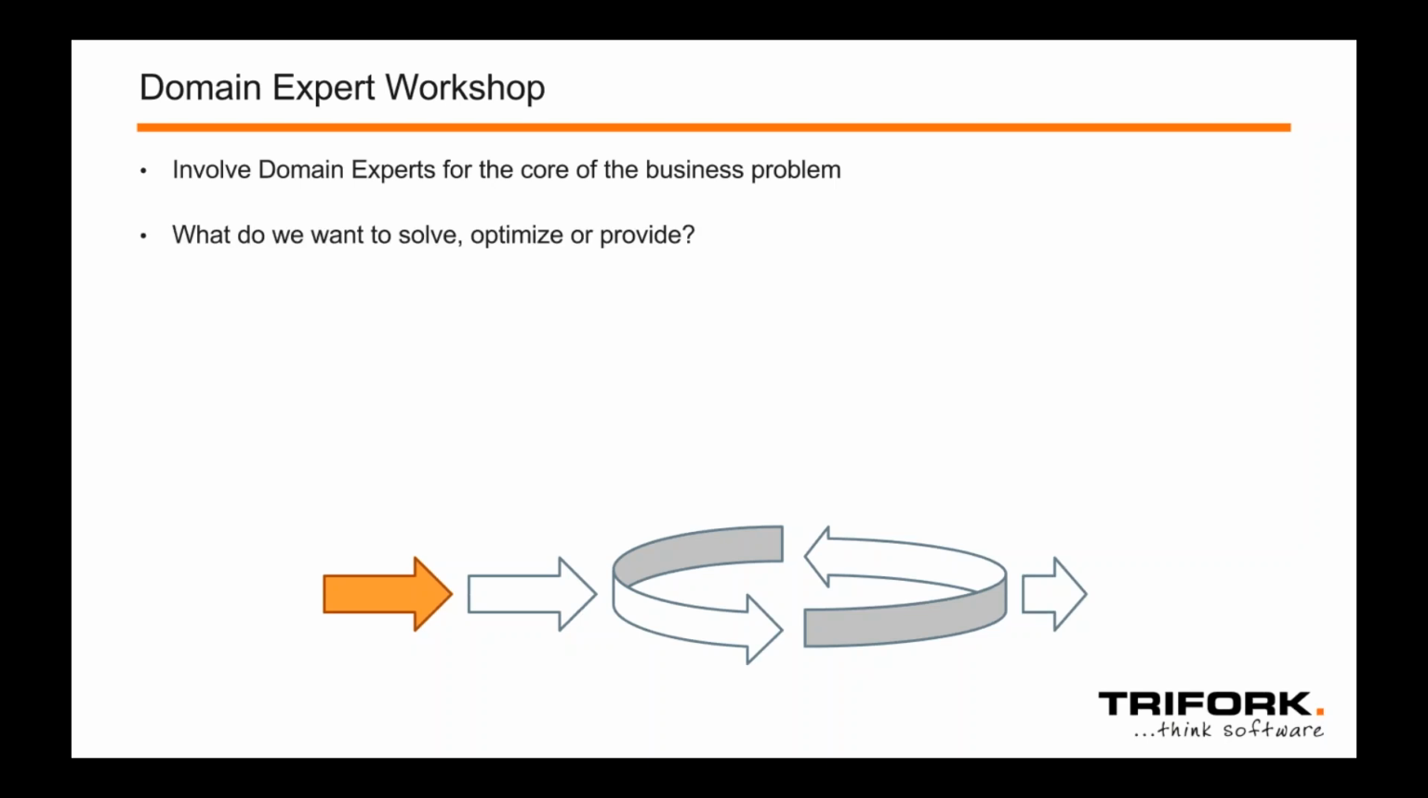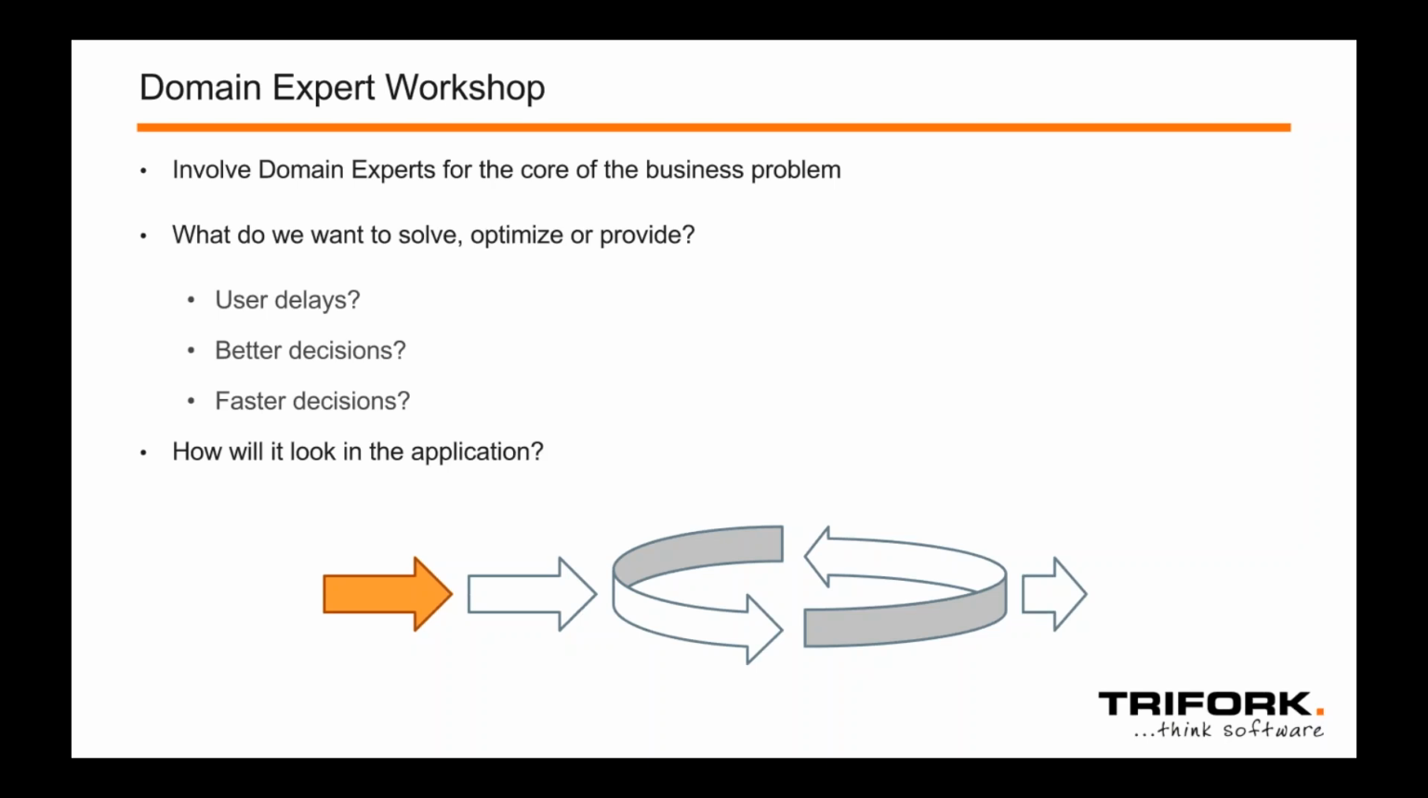And then we ask the question, so what do you want to solve, optimize, or provide? Do you need to reduce user delays? Is that a big issue? Do you want to create better decisions so that your most junior employee is still able to deliver top of the line service to any customer? Or do you want just faster decisions, just quicker decisions that say, well, never mind about the rest, we just want to do this, and that's going to save us effort and energy.